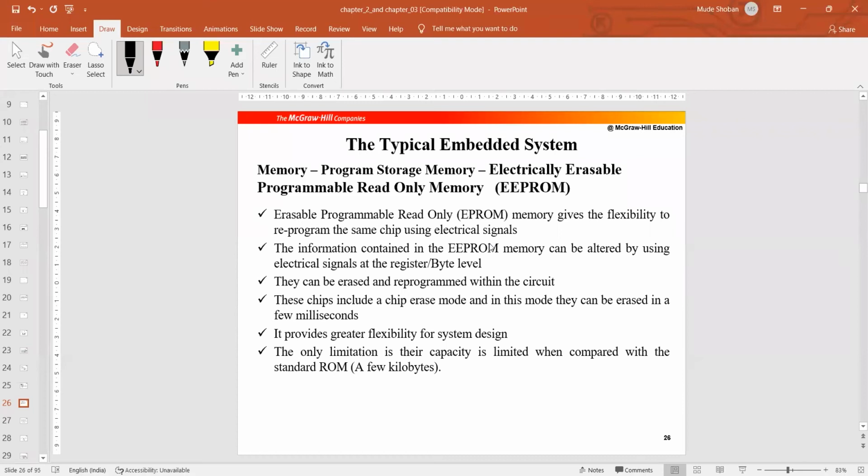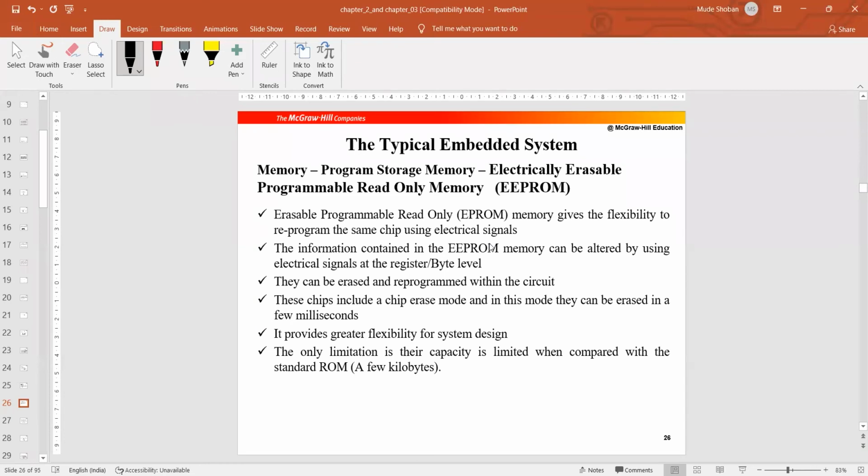And coming to this, EEPROM: electrically erasable programmable read-only memory. Right, so electrically erasable programmable read-only memory. The difference is that the earlier one might take 20 to 30 minutes. This may not take much time because it is erasing electrically. The remaining points are the same. So that point I will point out to you.